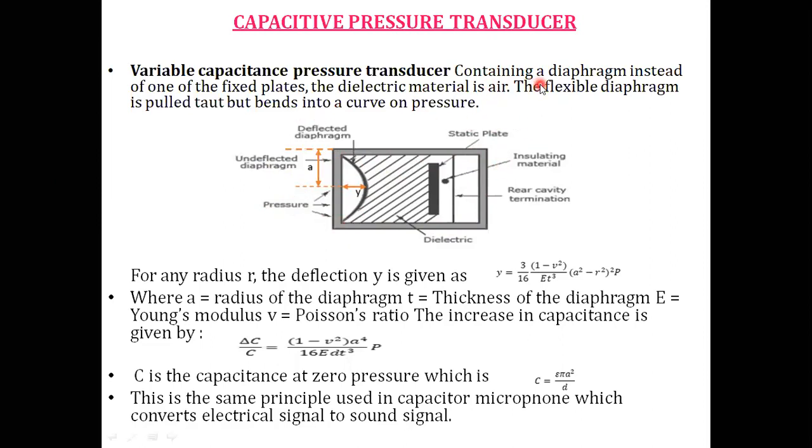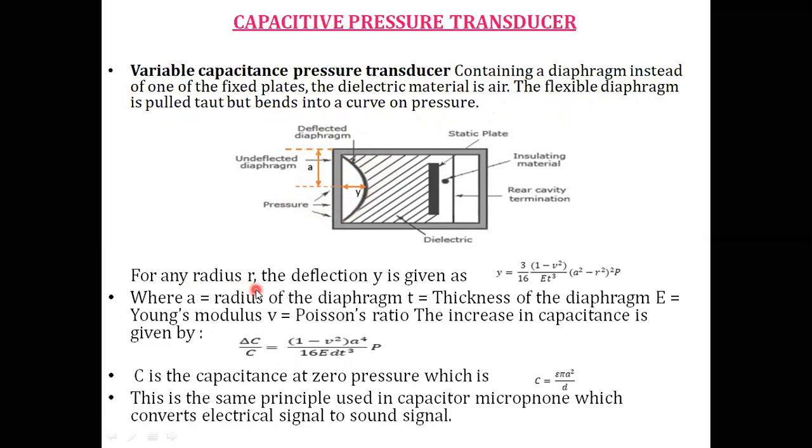Here, we have a diaphragm instead of one of the fixed plates, and the dielectric material is air. The flexible diaphragm is pulled taut, but bends into a curvature on pressure. Whenever we apply some pressure here, it is going to bend.